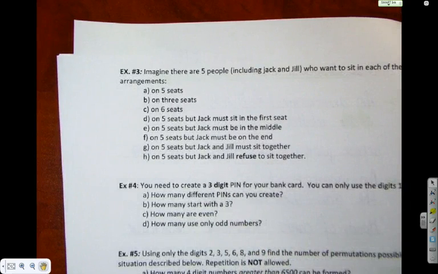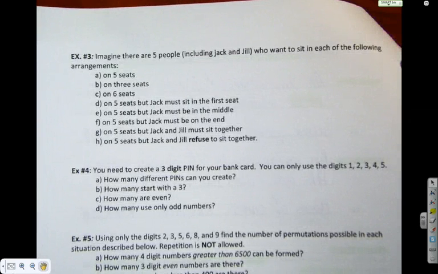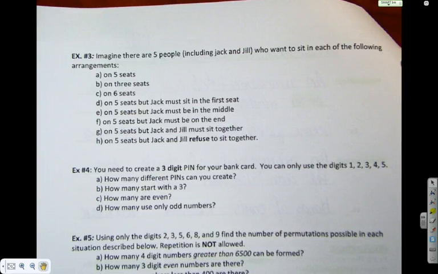Example number 3. Imagine there's 5 people, 2 of whom are Jack and Jill, and they're going to sit in the following arrangements. We're going to put them on 5 seats, then on 3 seats, then on 6 seats, then on 5 seats, but Jack has to be in the first seat. Then he needs to be in the middle. Then he needs to be on the end. Then Jack and Jill get together, so they want to sit together, and then they break up. They're like, no, we're not sitting next to each other at all.